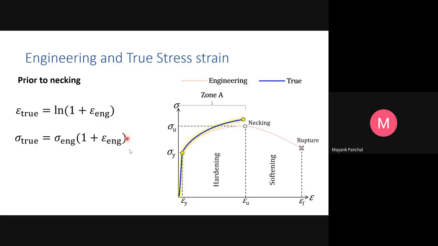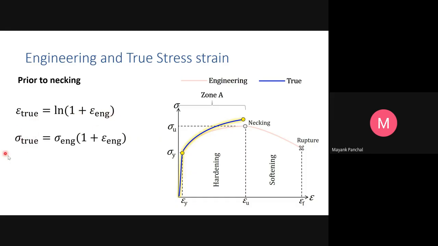So what is the relation between engineering strain and true strain? True strain is equal to the natural log of 1 plus engineering strain. So this value gets reduced, right? Ln of 1 plus something. If you compare engineering strain in one column and corresponding true strain, you will see true strain is less than engineering strain.